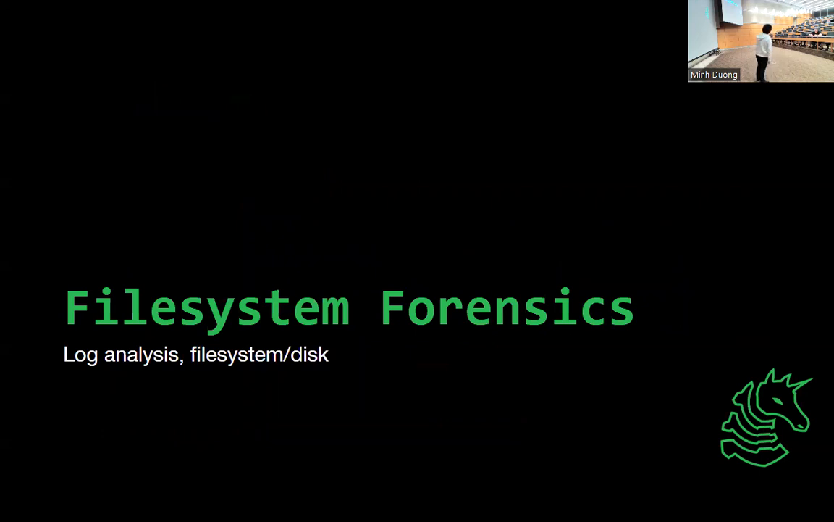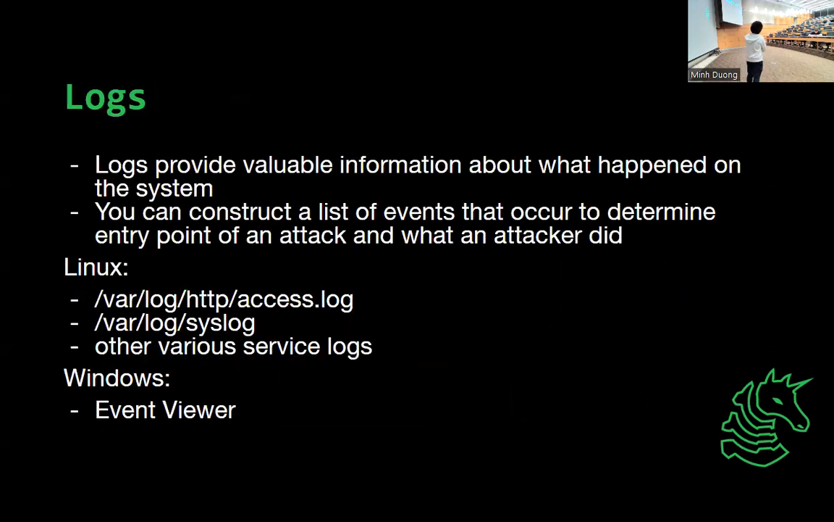File system forensics. I didn't really finish these slides that well, but it's all right. Logs. Logs contain information about what happened on the system. If you read enough logs, you can create a trace of events from the start of an attack all the way to the end of an attack. You can see exactly what an attacker does, because logs usually don't lie, except if an attacker is smart and covers up their tracks by modifying the log somehow. That's usually very difficult to do without leaving some sort of evidence.